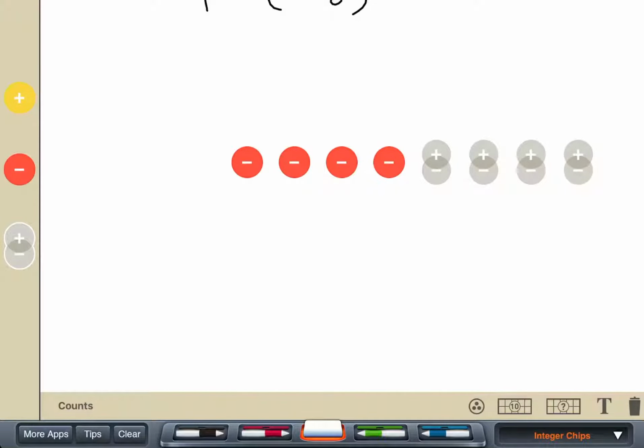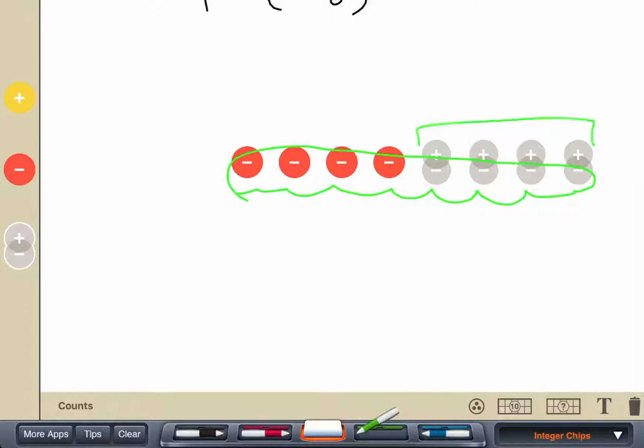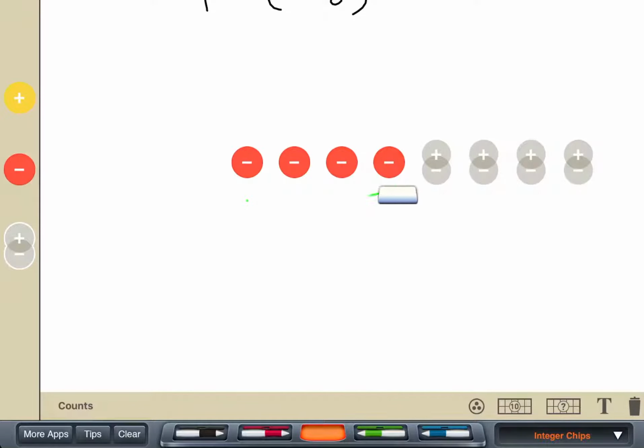Mr. Neganar, why'd you add 4 zero pairs? Because we need 1, 2, 3, 4, 5, 6, 7, 8. We need to take away 8 of the negative counters. That's why I added 4 more. And when we start zeroing them out, or unzeroing them, I should say, you'll see that we'll have enough.